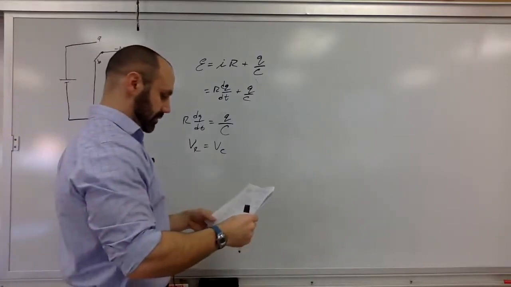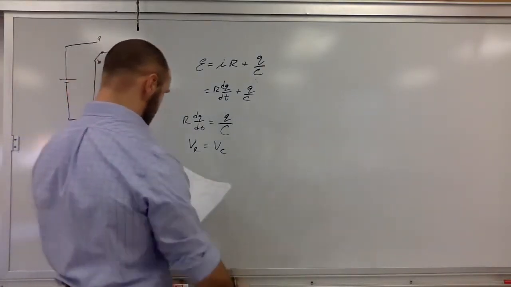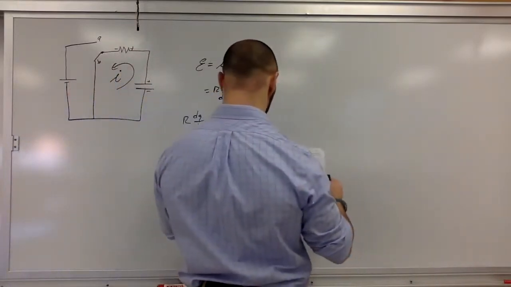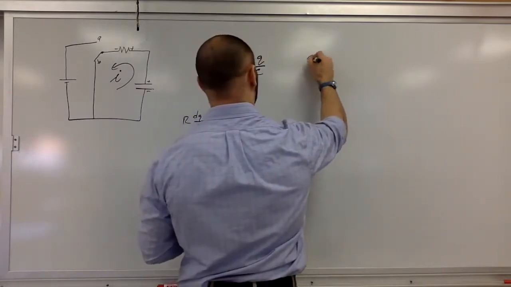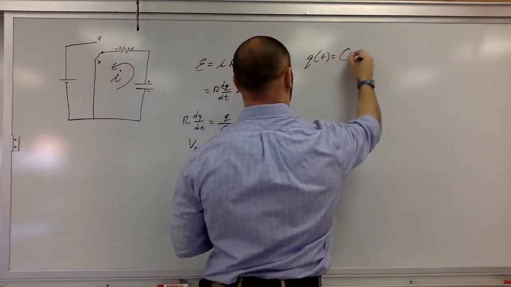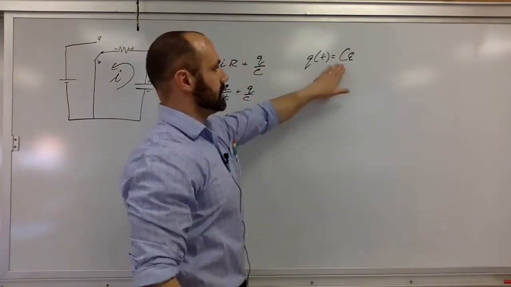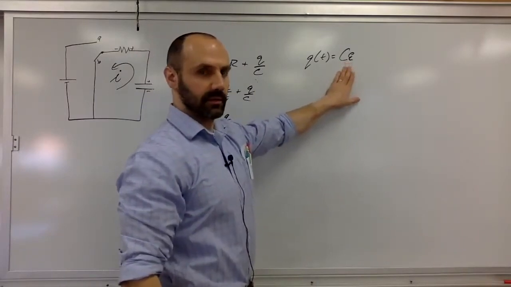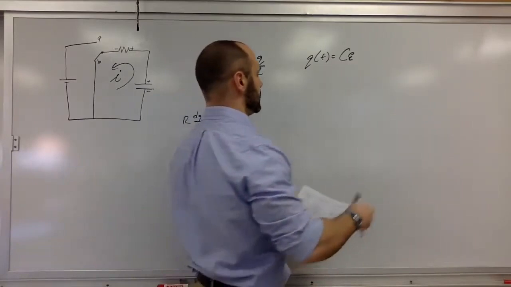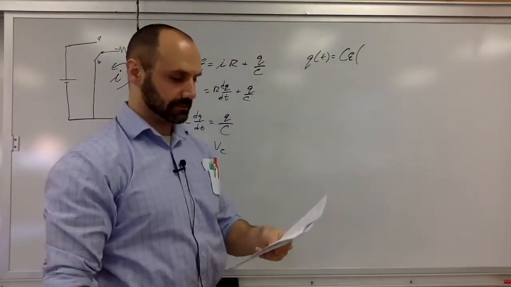Right? So as it's charging, now we can see what those equations are. Let's fill in Q(t). Q is a function of time, given by CE. This is the charge on the capacitor. CE, C times the EMF of the battery, represents the maximum charge. And this is approaching that asymptote, right?